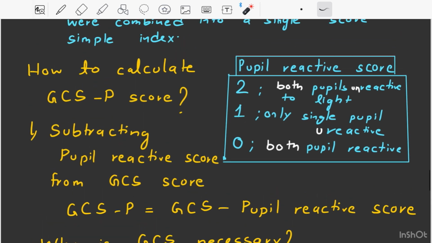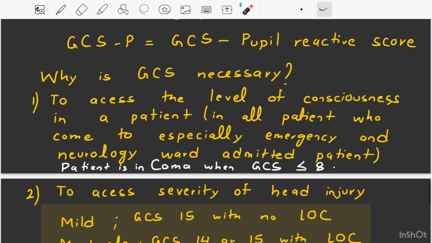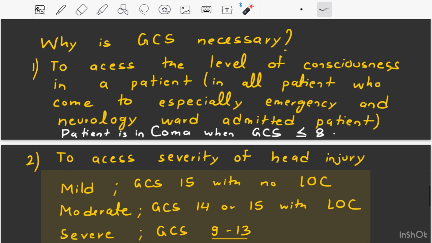Then how do we calculate GCSP score? It is still not explained. So we calculate GCSP score by subtracting the pupil reactive score which we just read from the GCS score. That is, GCSP score is GCS score minus pupil reactive score. Now you guys are getting it, I am sure.